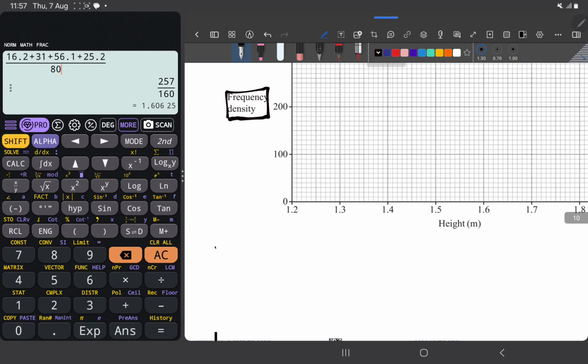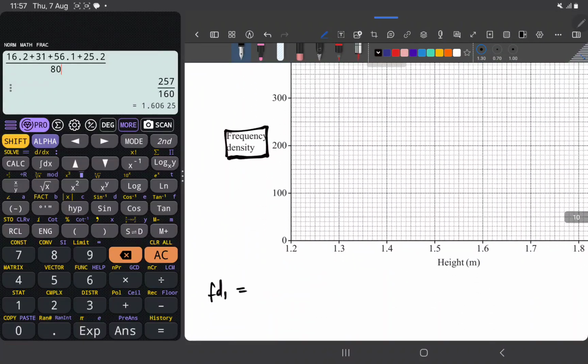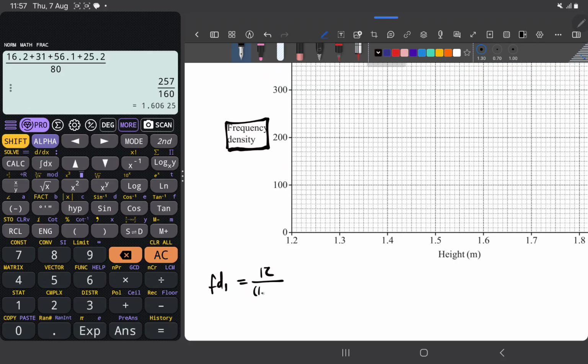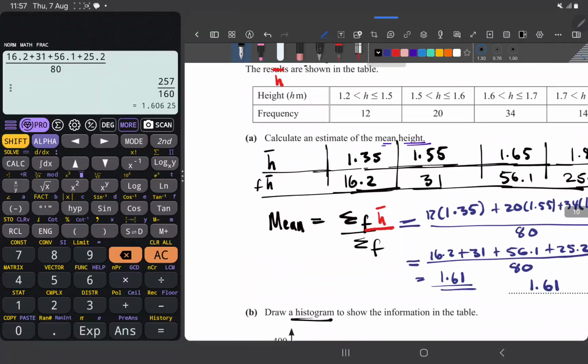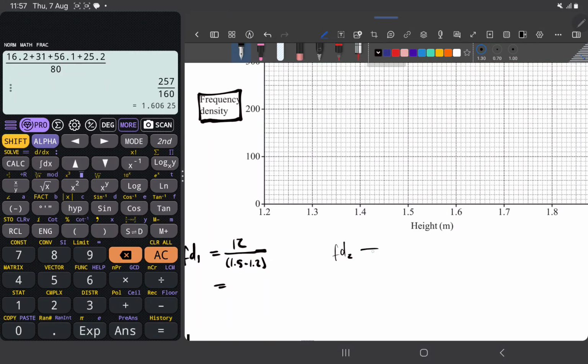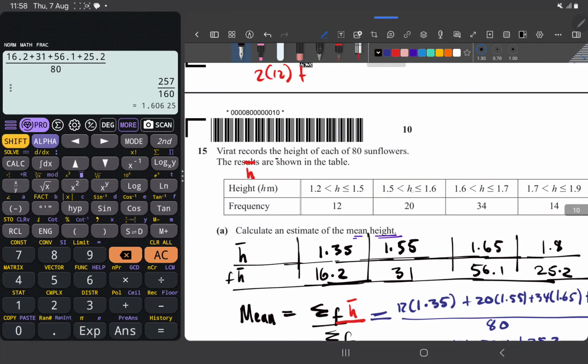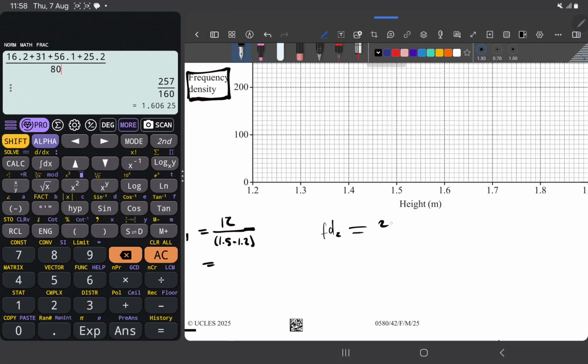So let's put frequency density. The frequency density for the first class is equal to, we know it's frequency over class width. What is the frequency? 12 over the class width, which is 1.5 minus 1.2. This is the frequency density for the first class. Now the frequency density for the second class, and you do this with a pencil, is frequency over class width. What is the frequency? 20 over the class width, 1.6 minus 1.5. Put it like this, then you're going to get it for the second one.